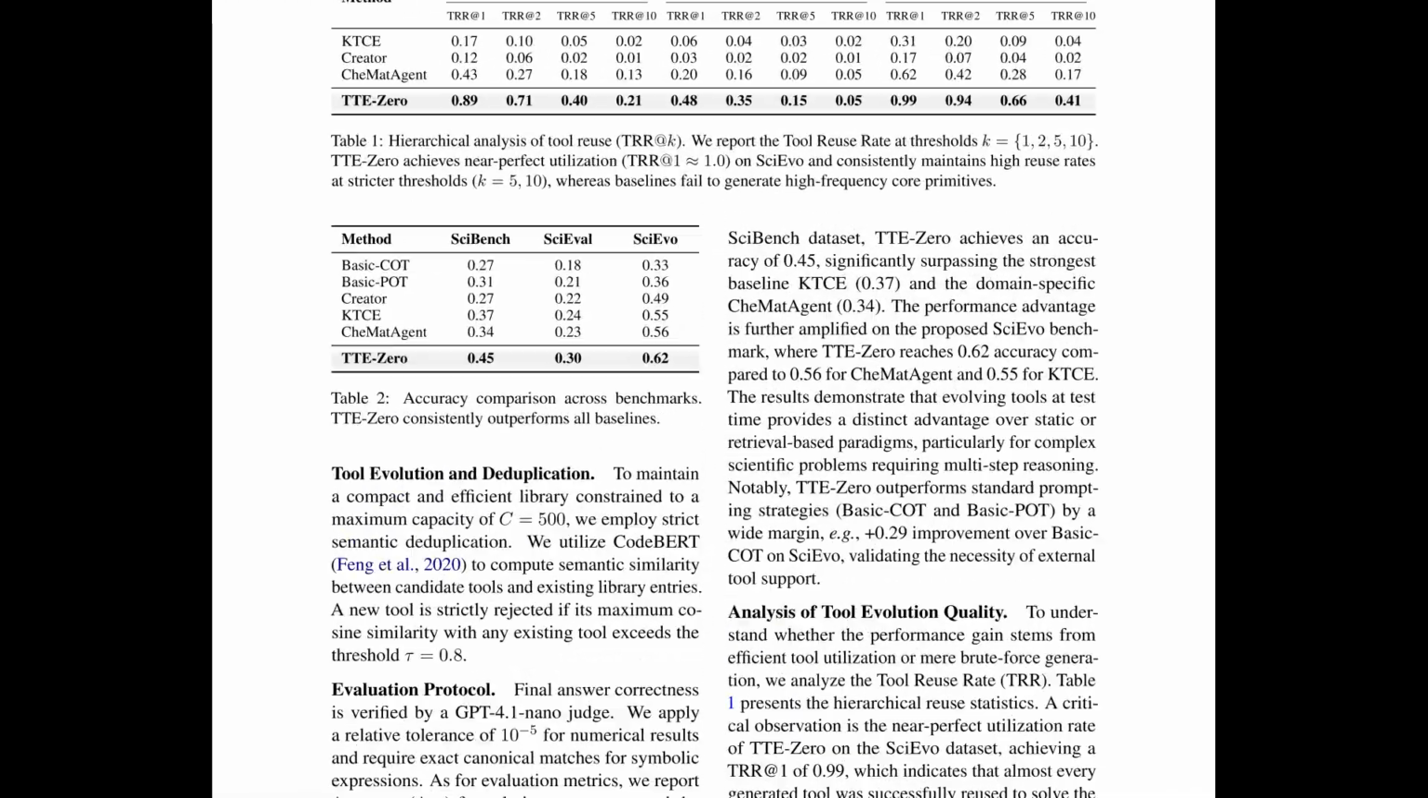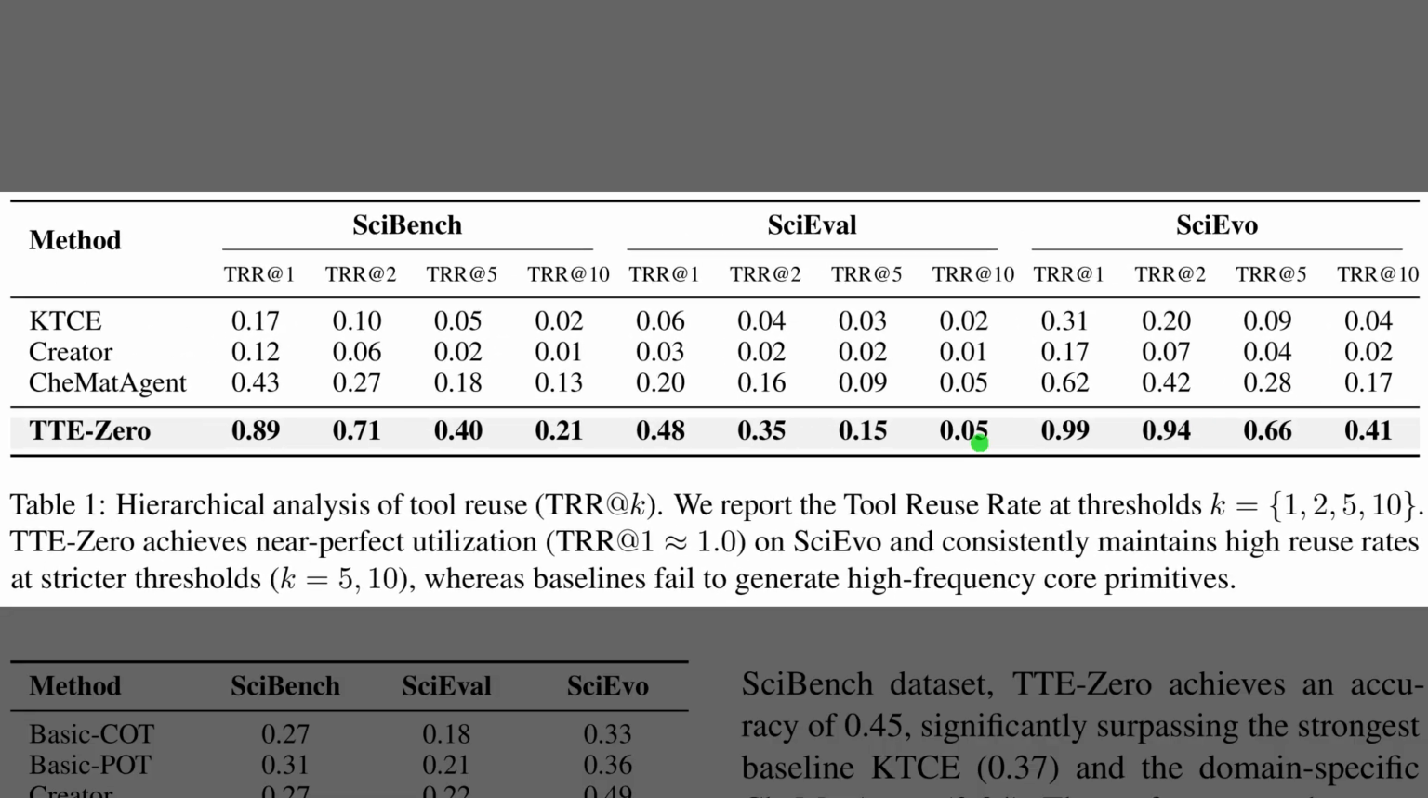So Table 1 digs deeper into this efficiency by analyzing the tool reuse rate. This metric tracks how often a generated tool is actually used again, which indicates whether the model is building a library of useful primitives or just disposable code. Looking at the bottom row, TTE 0 achieves near-perfect utilization. For example, on the SciEvo dataset in the rightmost section, it hits a reuse rate at 1 of 0.99. This means nearly every tool it created was reused at least once, whereas baselines like Creator often produce tools that are never touched again.